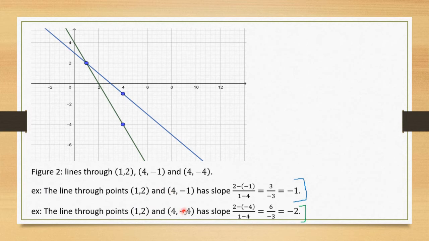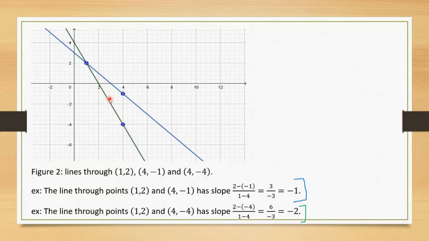Not only that, they both have negative slope. The green line's slope is more negative. It's more vertical. It's steeper than the blue line. So in fact, the more negative the slope is, the steeper it's going to be.